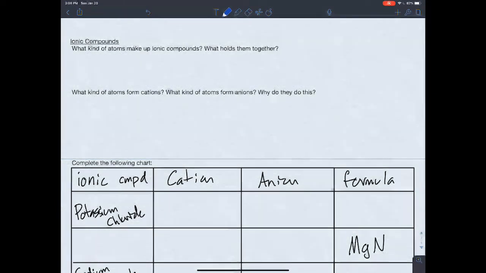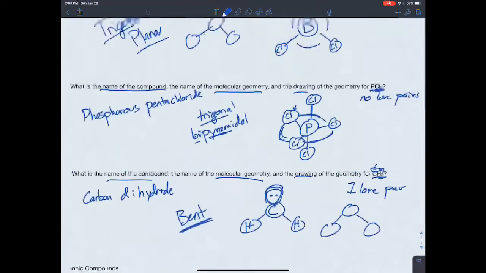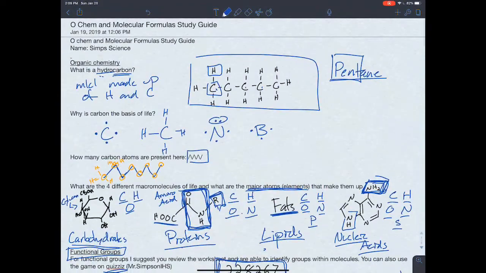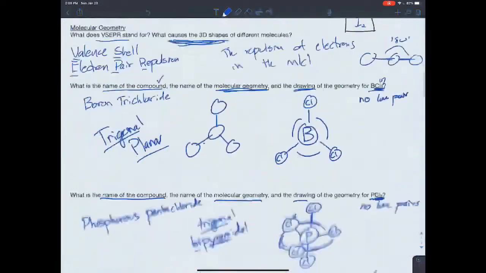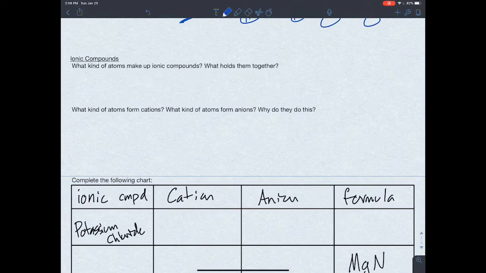Okay, let's talk about ionic compounds. What kinds of atoms make up ionic compounds? So we just talked about covalent for a while, right? Covalent compounds are made up of nonmetals bonded together, sharing valence electrons. Ionic compounds are made up of nonmetals, or a nonmetal and a metal bonded together, okay?